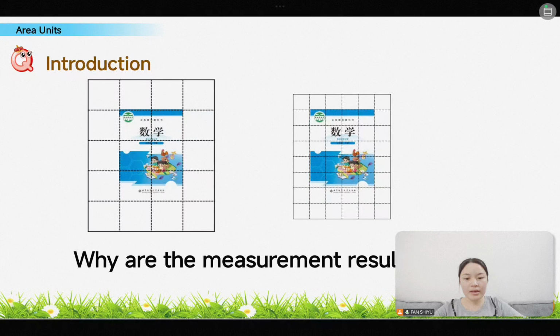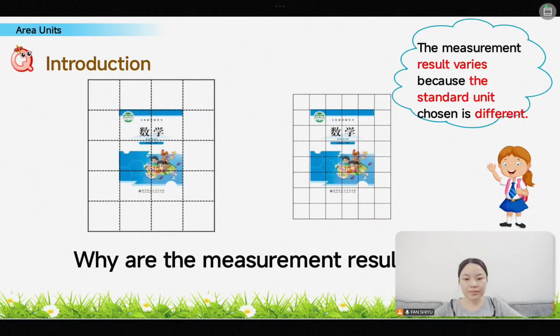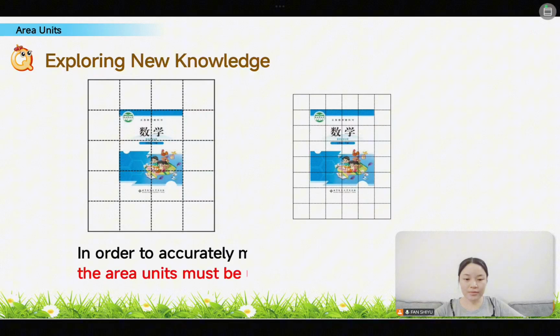Why does the same textbook have different area measurements? Think about it. Because the first group used larger grids, so the number is smaller. The second group used smaller grids, so the number is larger. If a classmate mentions the area of an object but doesn't show you the size of the grids used, can you know the actual size of the object's area? How can we solve this problem?